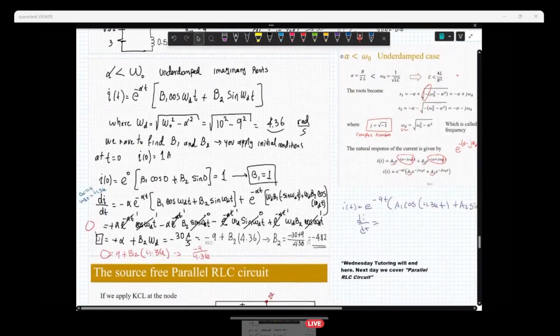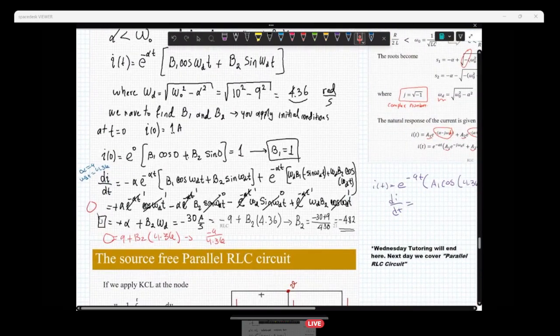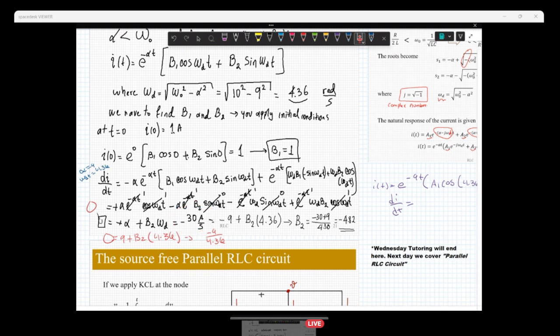Wait, is this the part you're talking about? How did she get 30? 30 right there. Because those are my notes. My notes are better. Okay, 30 amps there. Where did she get the minus 30 from?